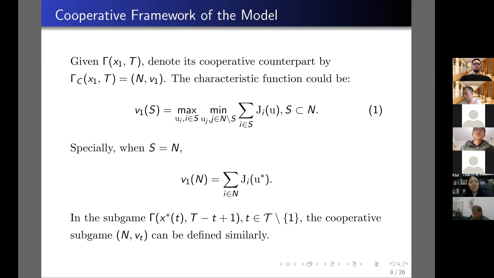For convenience, we denote the cooperative counterpart of the initial dynamic game by N V1. There are many ways to determine the characteristic function, and for example, we can use the von Neumann-Morgenstern approach to determine it, which is as follows. And in the subgame Γ(x star(t)), we can define the cooperative subgame similarly, which is denoted by N Vt.